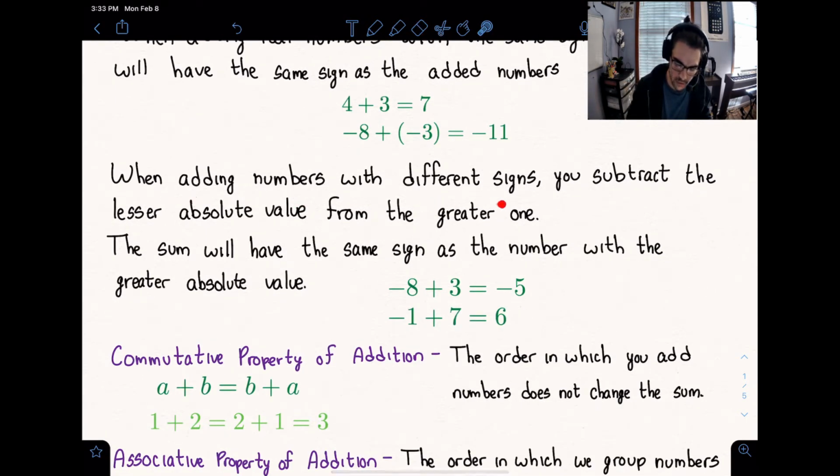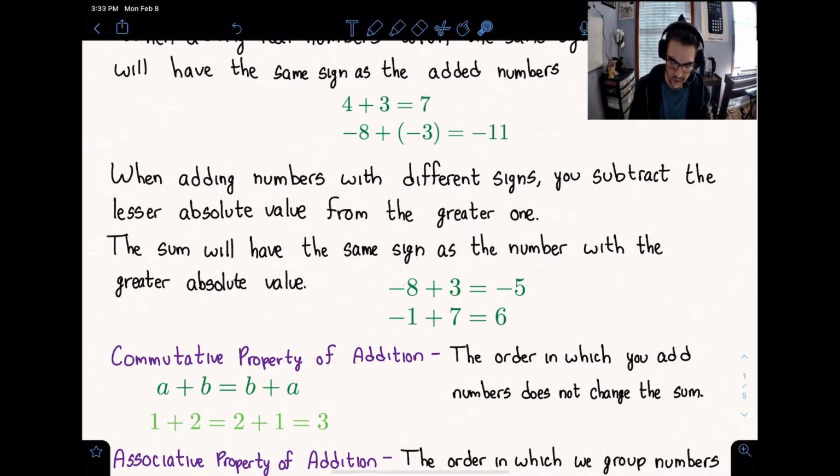When adding numbers with different signs, you subtract the lesser absolute value from the greater one. The sum will have the same sign as the number with the greater absolute value. A lot of jargon going on here. Let's explain simply what this means. So absolute value is simply just the positive of a number.